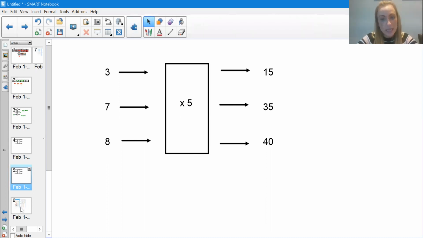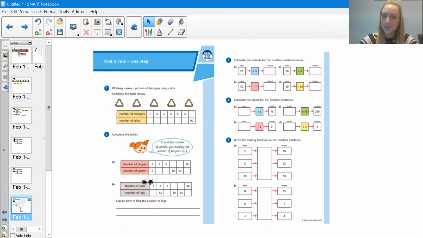I hope you noticed that I didn't just do the first one and leave it there. I checked every single set of numbers. Okay, your job then is to do this sheet.